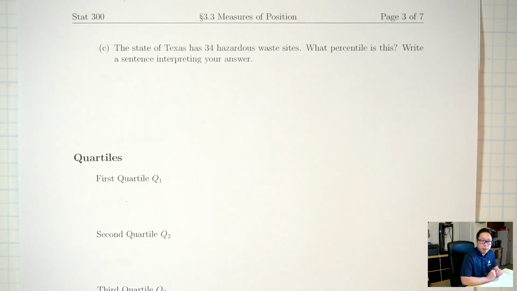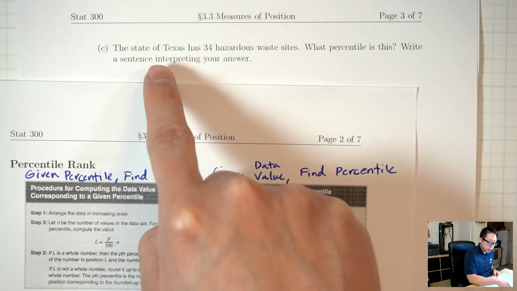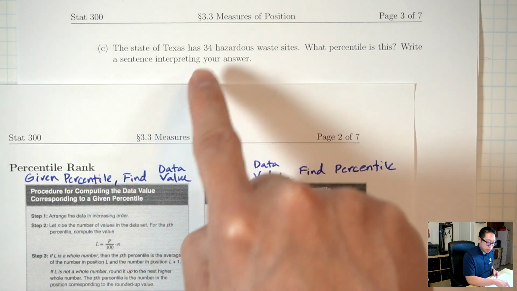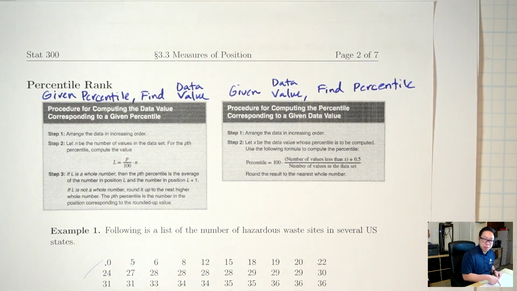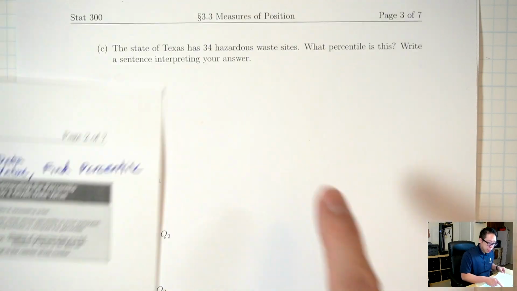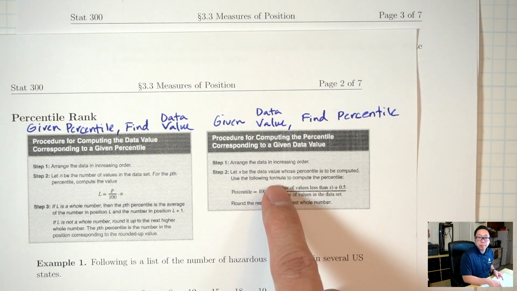Part C. The state of Texas has 34 hazardous waste sites. What percentile is this? Write a sentence interpreting your answer. The question is, am I using the left box or the right box? I'm giving you 34, and 34 is a hazardous waste site, which means 34 is actually one of my data values. It's right here. So I am giving you a data value, which means we'll be doing the box on the right.